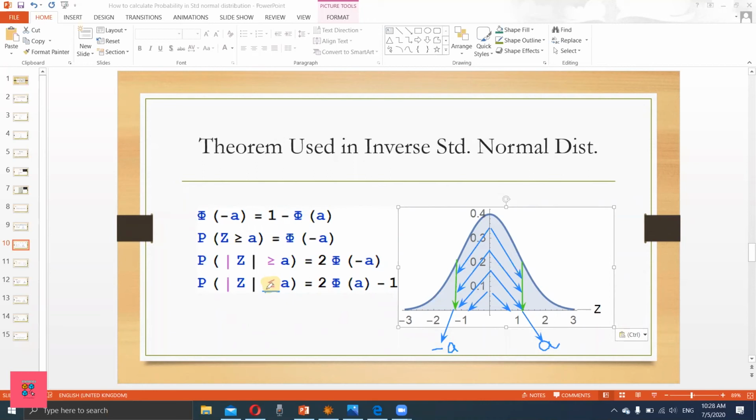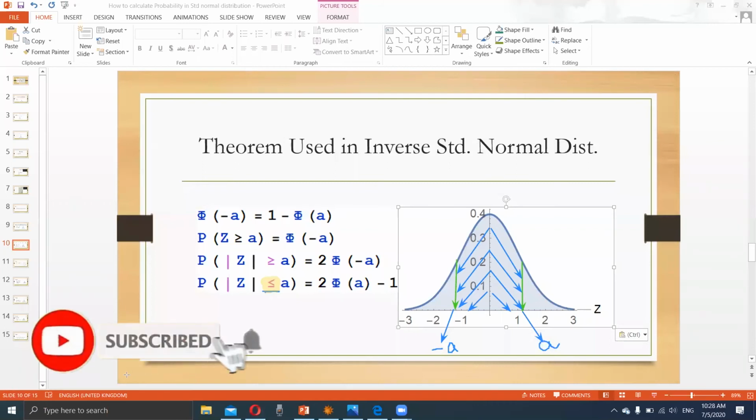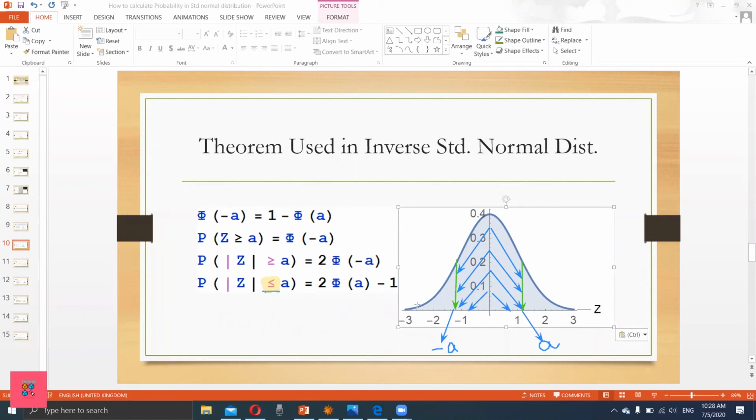This less than sign shows that the area should always be in the center of the distribution, which is equal to 2 phi of a minus 1. 2 phi of a is obtained in such a way that, you know that phi, I'm choosing a different color, okay, red. Phi of a gives you the area from minus infinity to this point. This is the point where a exists.